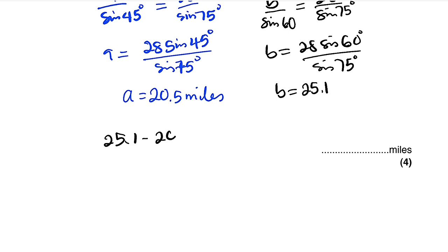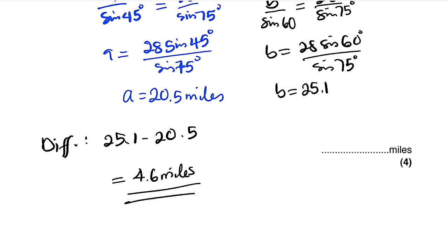So the difference would be 25.1 minus 20.5. That is the difference, right? Which is equal to 4.6 miles. And this is our answer.